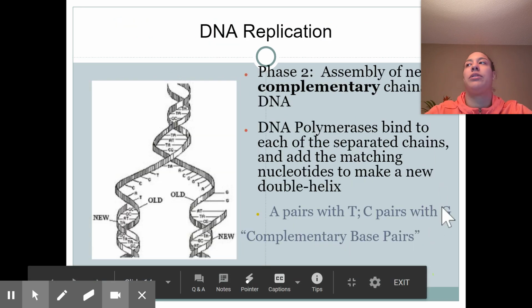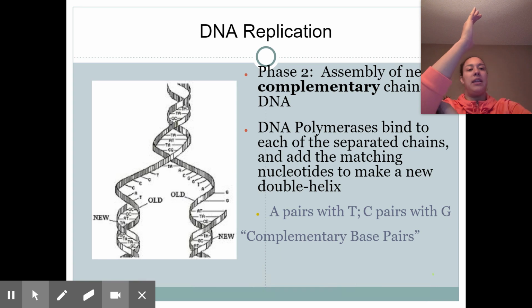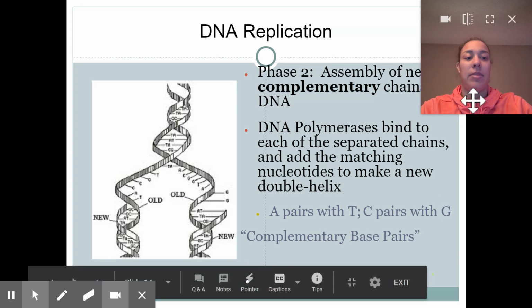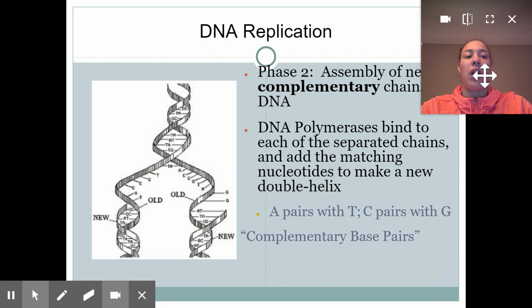So after DNA unwinds and unzips, we identify our leading and our lagging strands. We have our primers, and our polymerase is going to come and attach in phase 2, where our new complementary chain of DNA is going to be added. So that's our step 2, assembling new complementary chains.